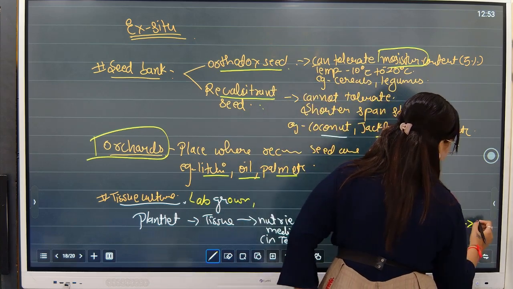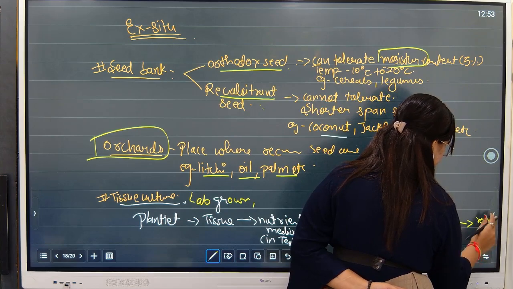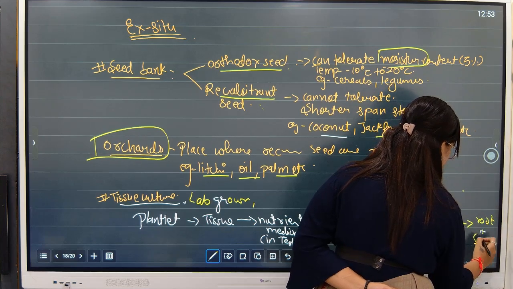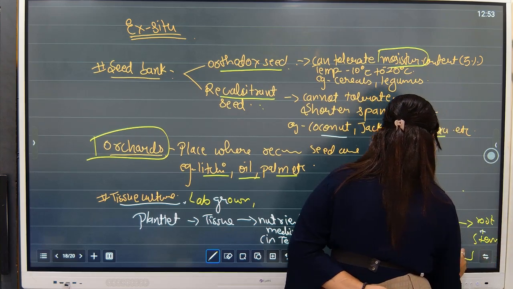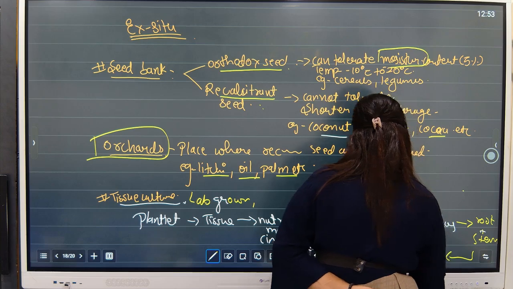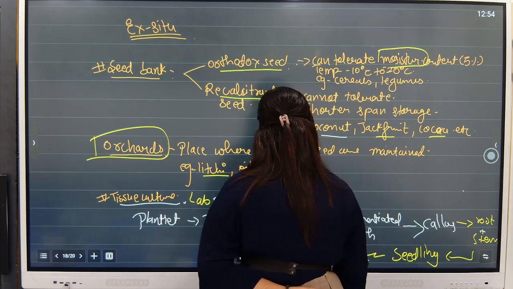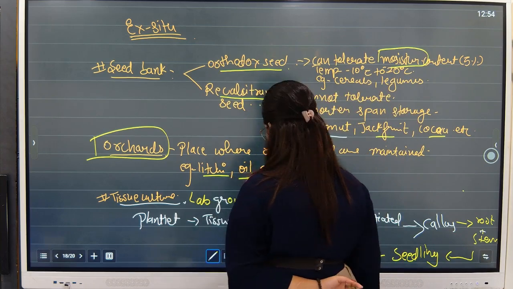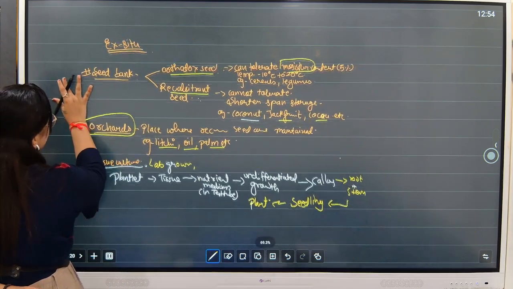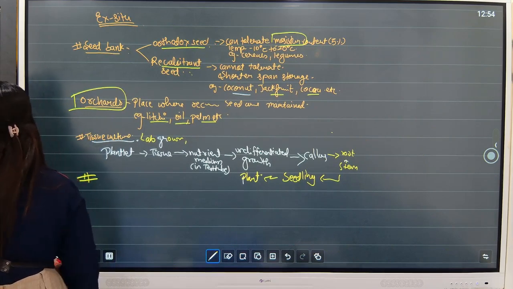Then callus will grow into like root and stem दिखेगा अपने को. And then that root and stem will form seedling, and we will plant that tree. Plant it and you will get the tree basically, right? This is something which we have already learned in the previous classes.